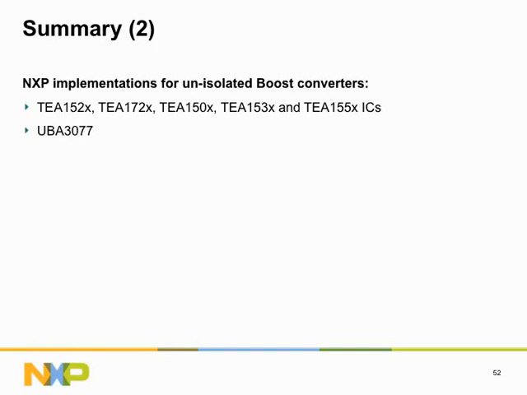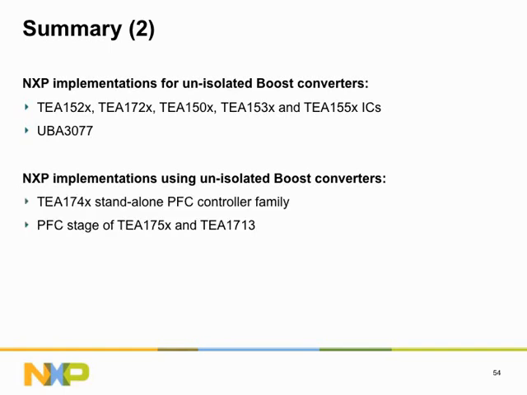Next to that, a dedicated boost converter IC for driving LED strings is available, UBA3077. One of the most important features of the boost converter topology is that it can easily be used as a power factor correction controller. Details of the power factor corrector are presented in a subsequent course module. But to give a preview of some of the devices that include a PFC stage, we mention the standalone PFC family of ICs, TEA174X, the TEA175X family, and the TEA1713 IC.